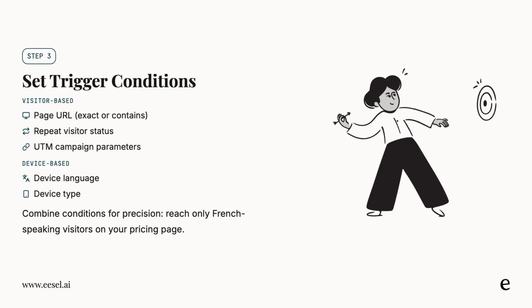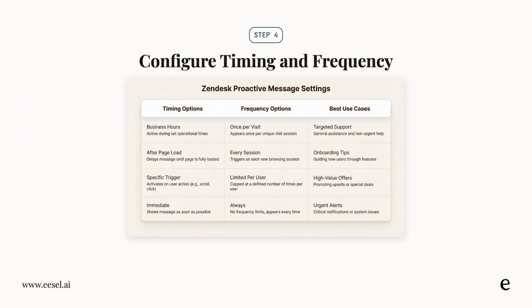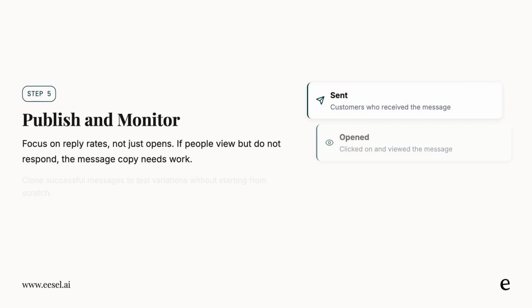Decide when your message can send, during business hours, outside them, or any time. Then set the frequency. Once per customer is usually enough, and a 30-second delay before the message appears gives visitors time to look around first. Showing messages the instant someone lands on a page drives dismissals, not conversations. Hit publish and your message goes live.